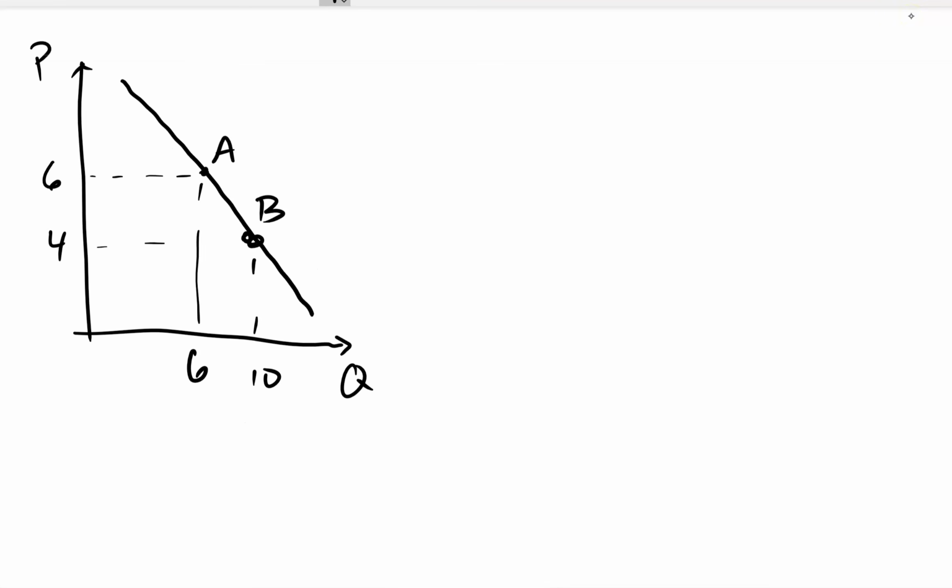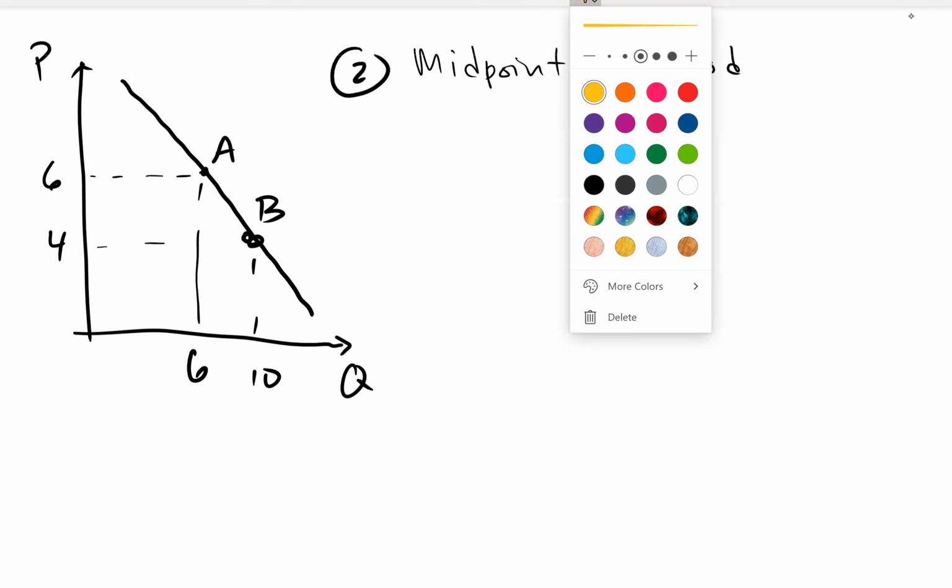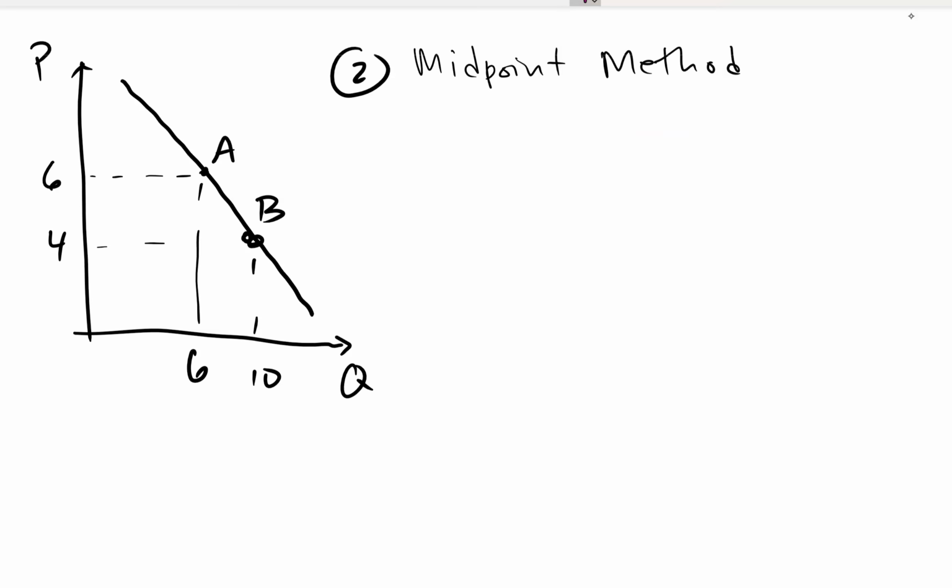So in this next video, we're going to come back and look at something called the midpoint method. Okay, so this is the midpoint method. It's an alternative method for calculating elasticity. The difference with this method is it uses the midpoint, and therefore it doesn't suffer from this problem of changing when you're going up or going down. So let me give you the formula.